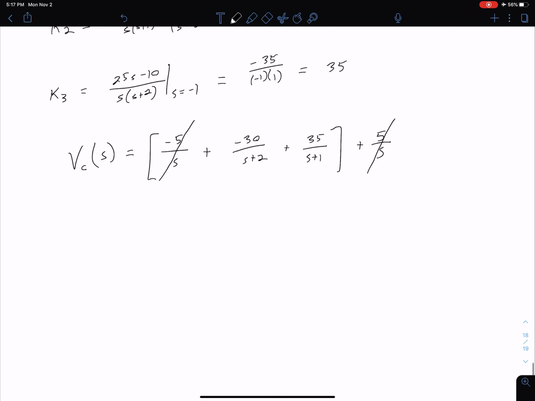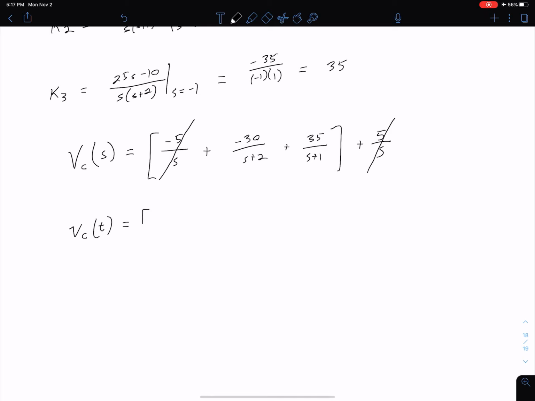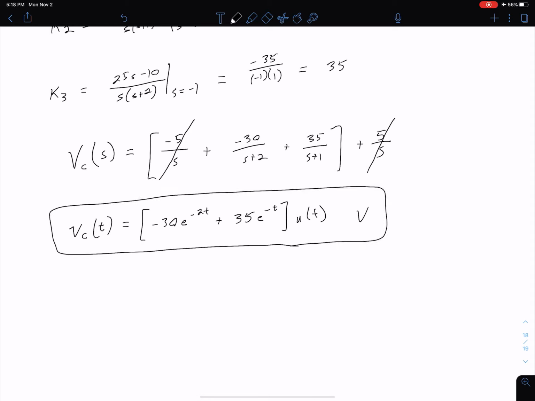And so we can take the inverse Laplace transform of this now using our table with our properties and our known pairs, and we can find that our VC of t is equal to -30 times e to the minus 2t plus 35 times e to the minus t, so we're using our frequency shift property, and then both of those are multiplied by u of t, and our units are in volts. And so this would be our final answer for our VC of t.